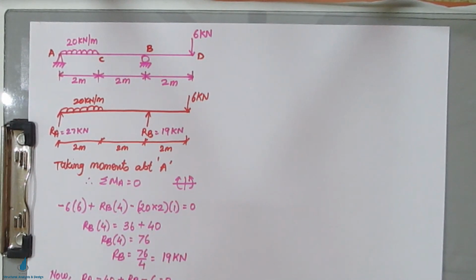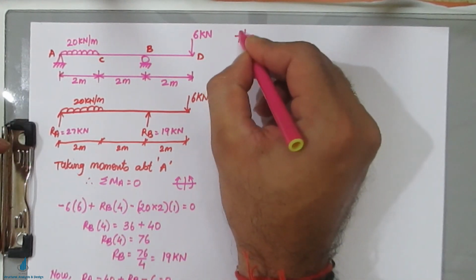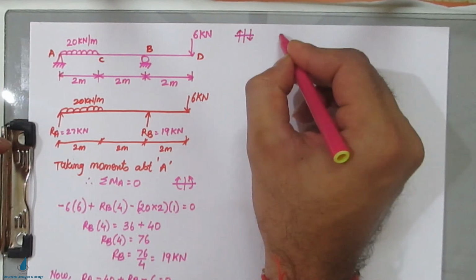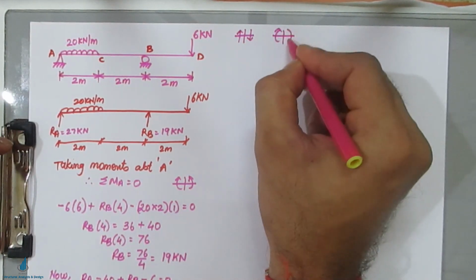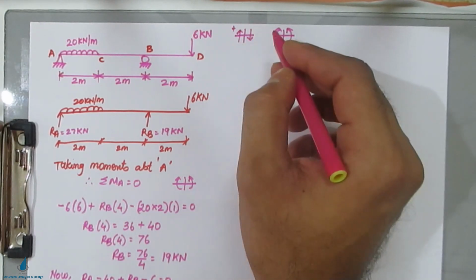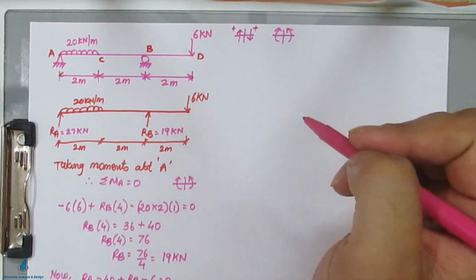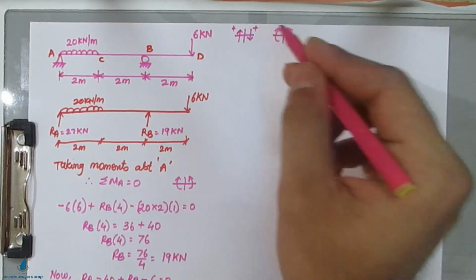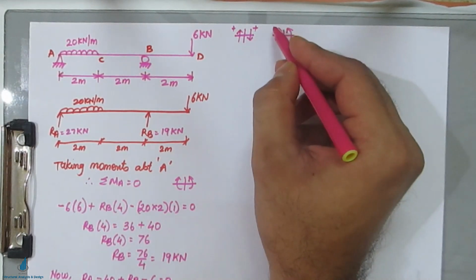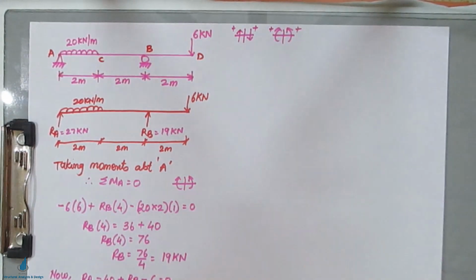Before moving on to the shear force and bending moment calculations, first we will write the sign conventions. This will be the sign convention for shear force, and this will be the sign convention for bending moment. If you are taking from the left hand side, shear force will be positive upwards. If you are taking the right hand side, the downward force will be positive. And if you are taking from the left hand side, clockwise will be positive, and on the right hand side anti-clockwise will be positive. So this you have to keep clear.